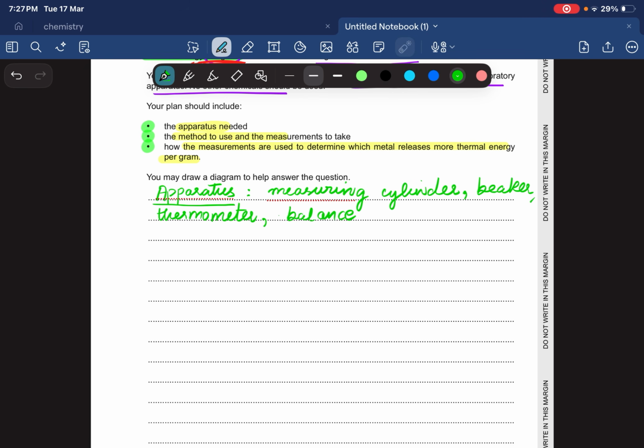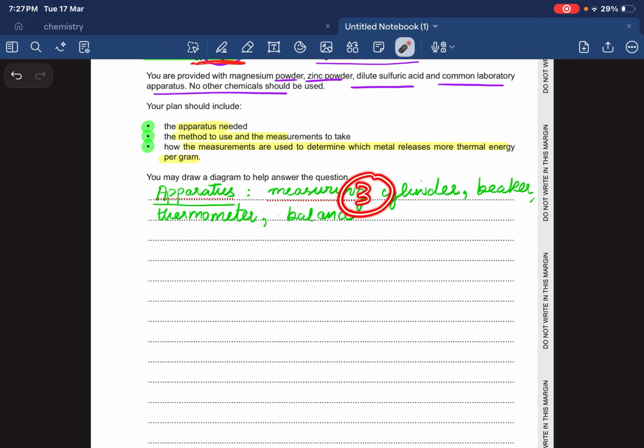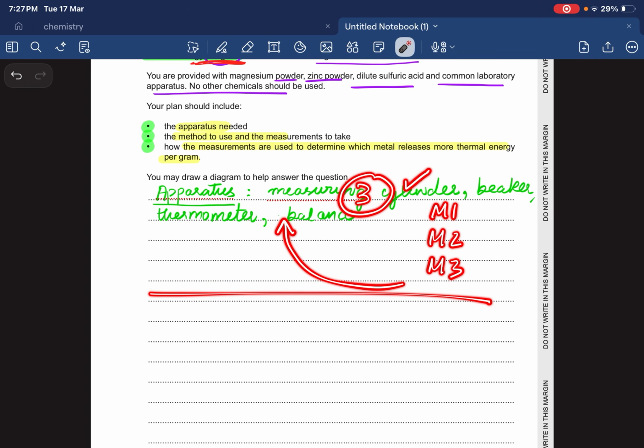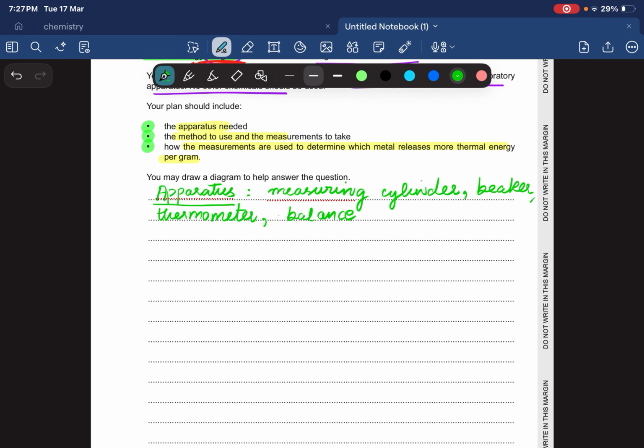And mind you, there are 3 marks you can get, M1, M2 and M3, just for writing the apparatus. So please don't think it's useless. If you miss out these points, you're not going to get the marks. Second thing, now I'm going to describe my method. You don't have to give these headings, I'm just giving them so you know how the marks are broken down.